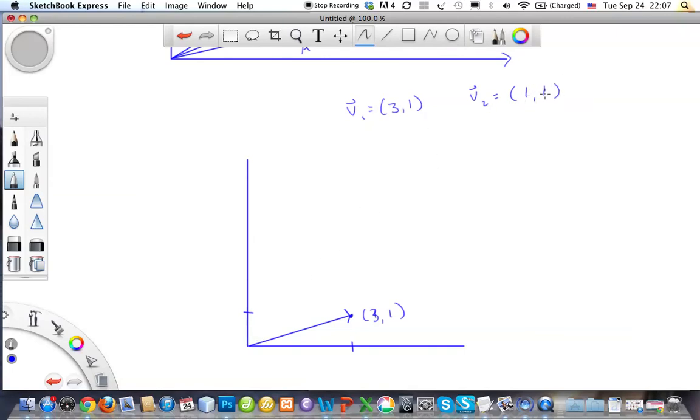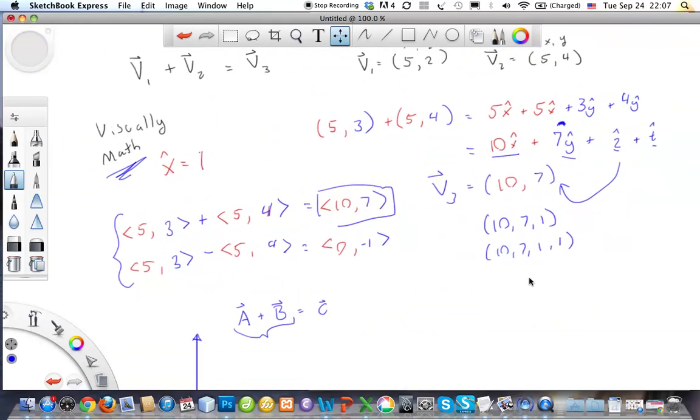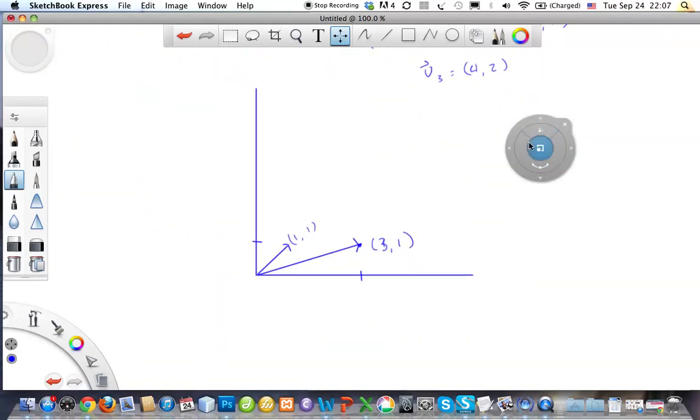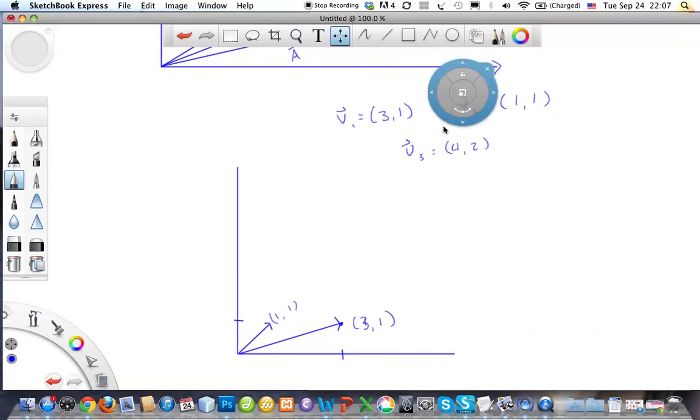So it's going to be at a 45-degree angle since it's precisely going to 1 comma 1. Now when we add these vectors, we should get 4 comma 2 as our resultant vector. So vector 3 should be 4 comma 2. Using the mathematical skills that we just developed, we can add these vectors visually, or mathematically plus visually.